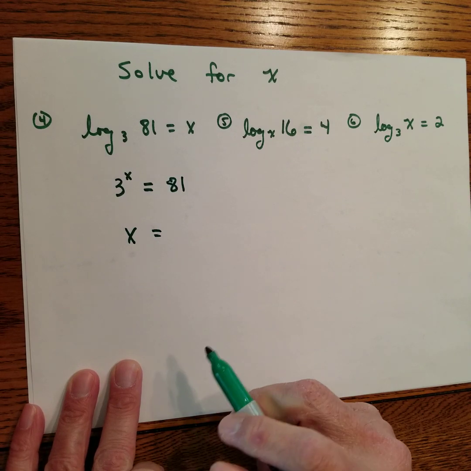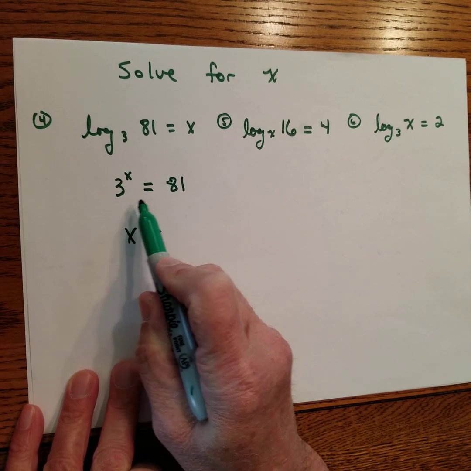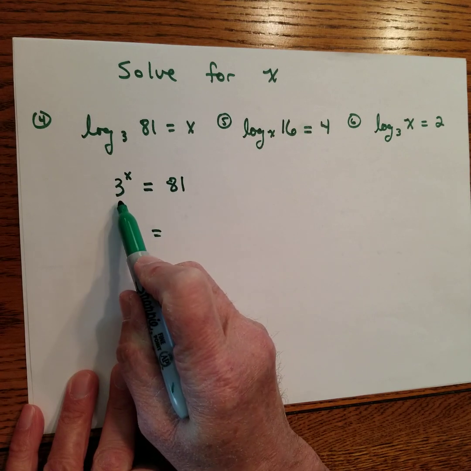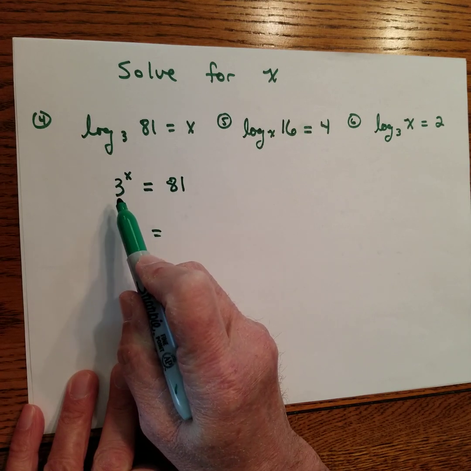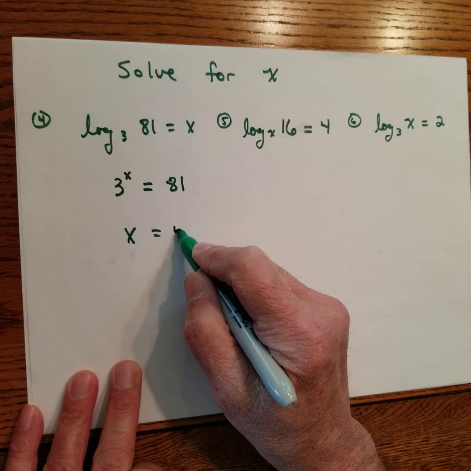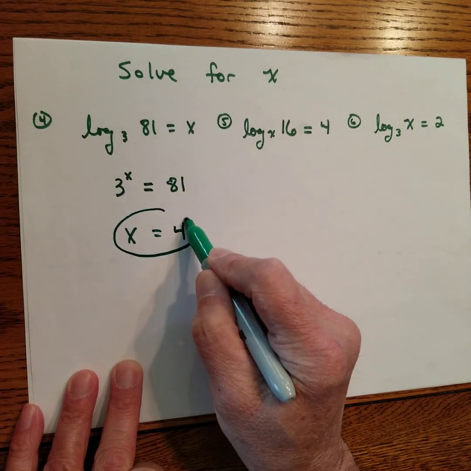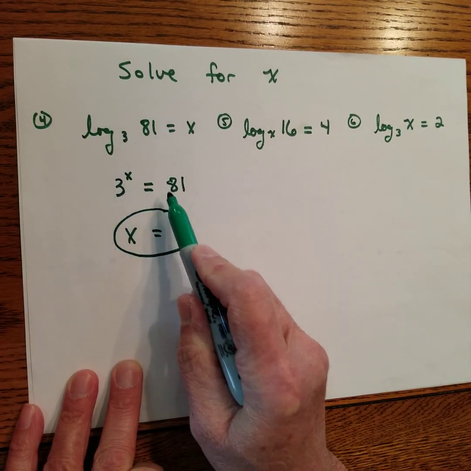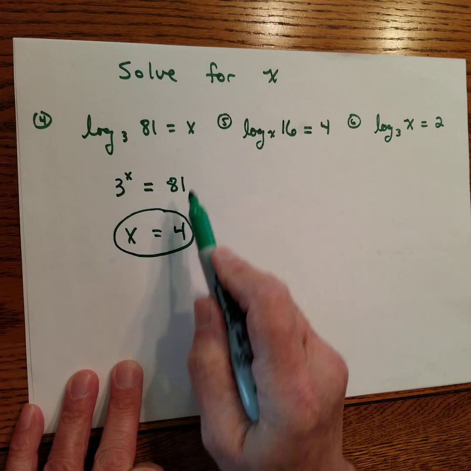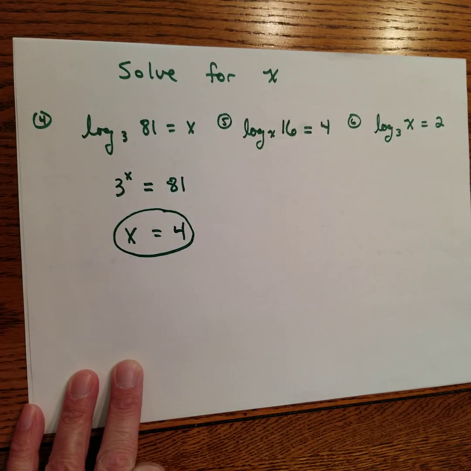All right, I can do that in my head if I think about it for a second. How many times do I multiply 3 times itself to get 81? 3 times 3 is 9, times 3 is 27, times 3 is 81. Answer's got to be 4, because 3 to the 4th is 81. 4 is the exponent that changes 3 into 81.